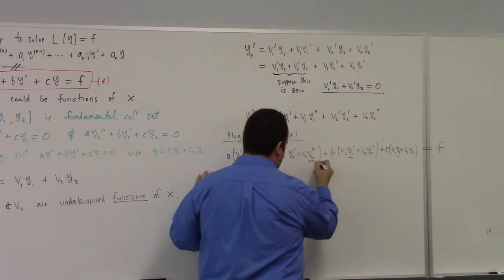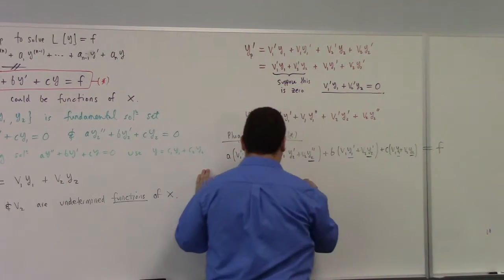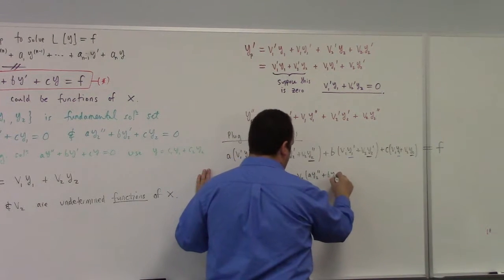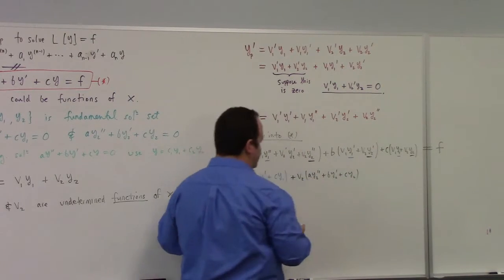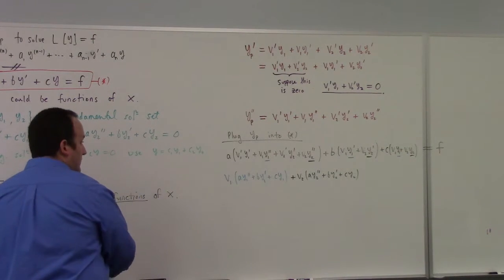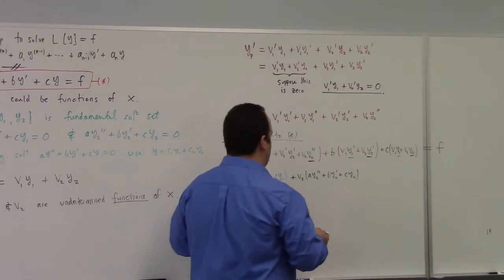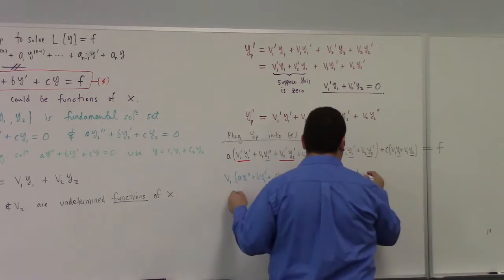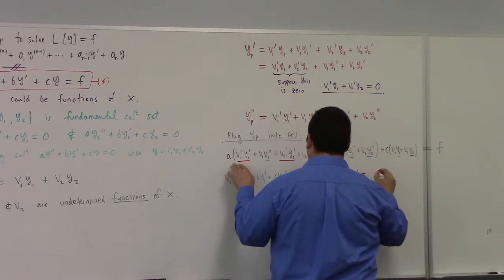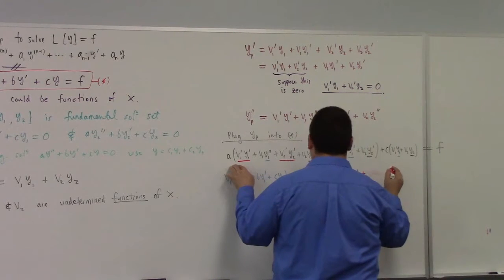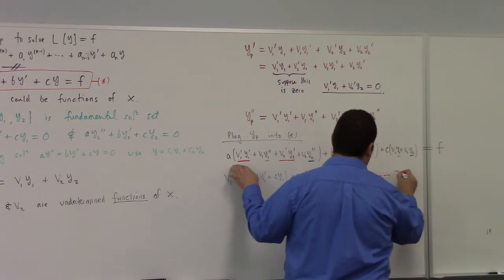All right, this one, this one, this one. So plus a factor of v2 out there: v2 times a y2 prime prime plus b y2 prime plus c y2, right? And then everything else, what's left over here? You just have these two terms, right? And of course the other side is f. Well, let me just say the stuff in red equals f, all right?